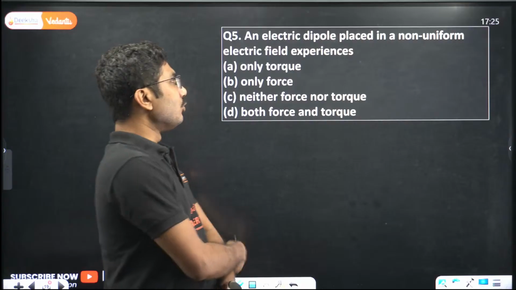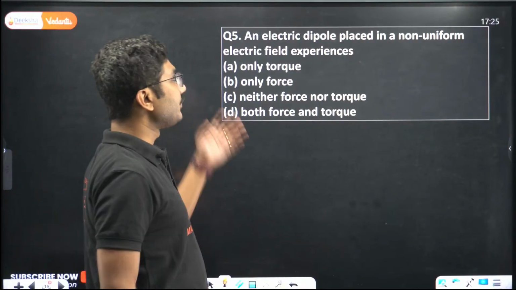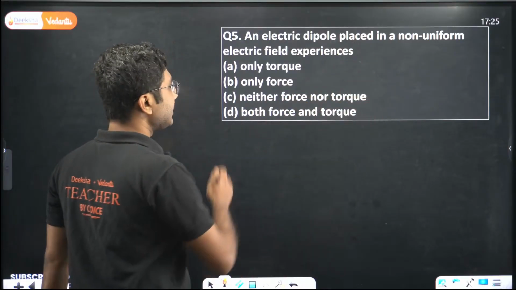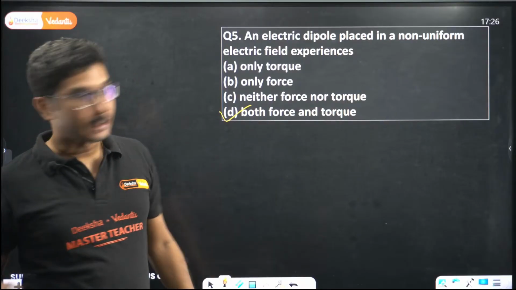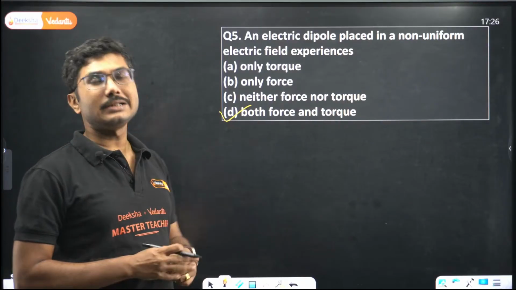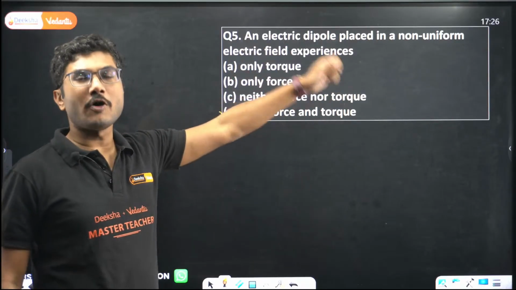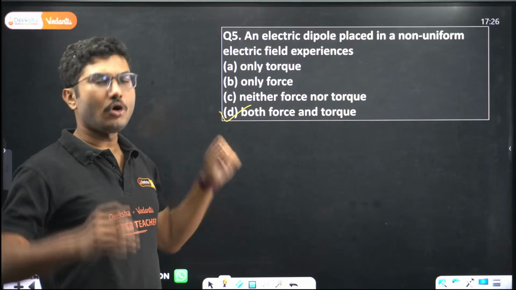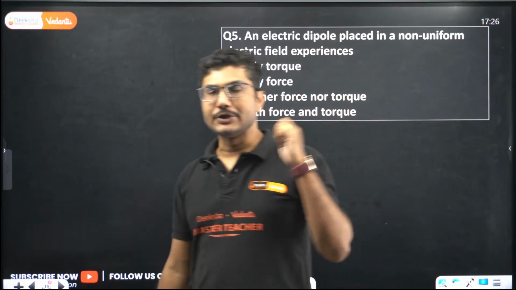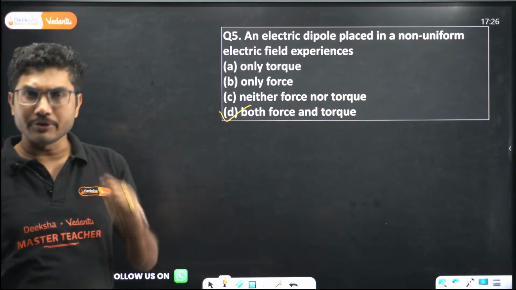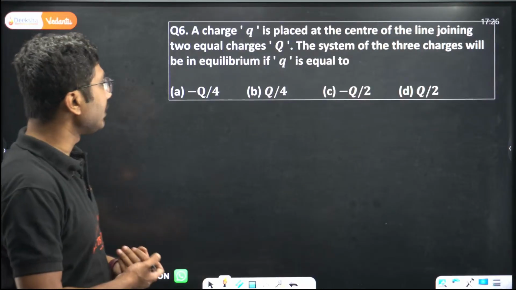An electric dipole placed in a non-uniform electric field experiences... If the electric field is non-uniform, it experiences both force and torque. I explained this in my theory lecture. If the electric field is uniform, it experiences only torque. So a dipole will always experience torque in an external electric field. If it is uniform, only torque will be there. If it is non-uniform, then torque and force both will be there. Let's see how many questions we can solve.